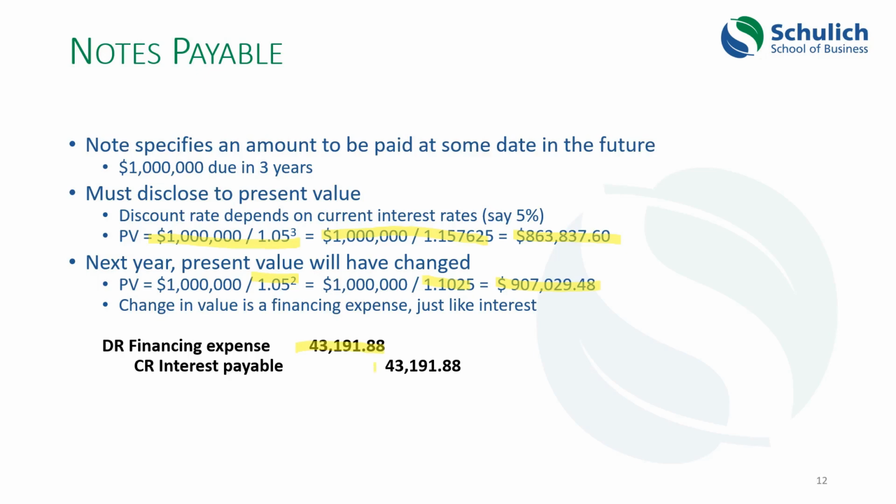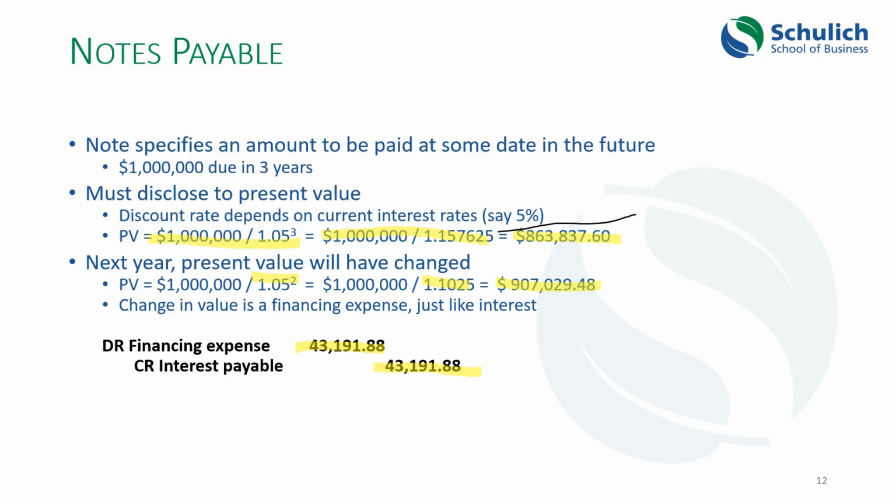And you have now interest payable. So the total amount to be disclosed on the loan is the discounted value of $863,837.6 plus an additional $43,191.88 for a total showing on the balance sheet of $907,029.48. So how is that working?